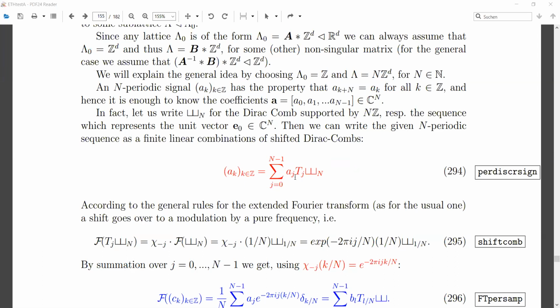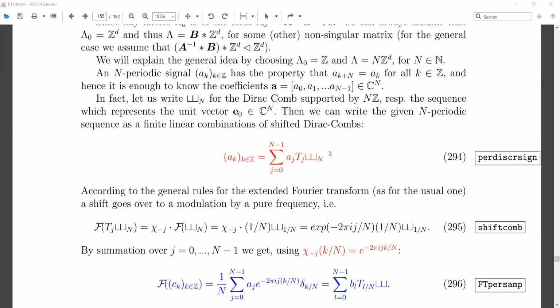And of course, we're doing an integer shift because our fine lattice is the integer lattice. Now, we know what kind of rules we have for the extended Fourier transform. The Shah comb is a sum of Diracs.